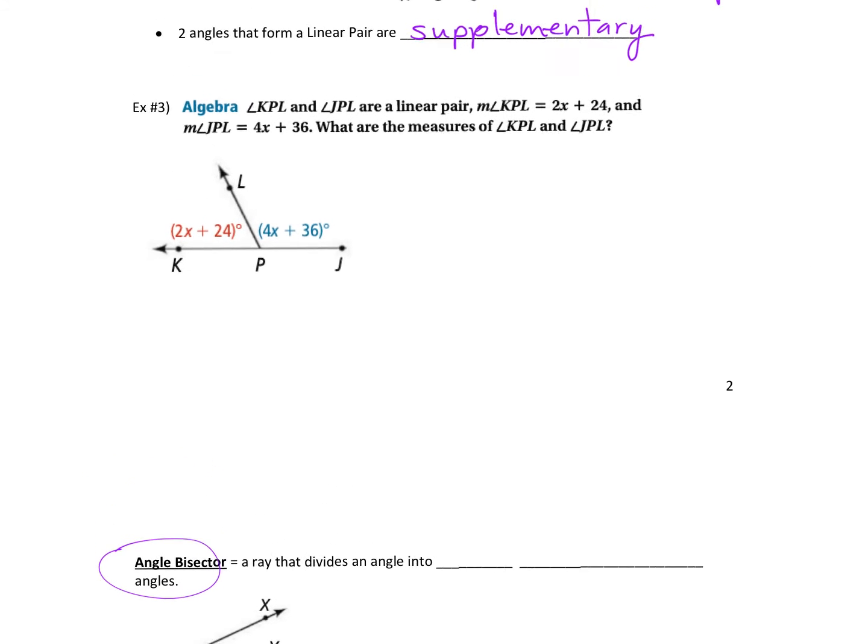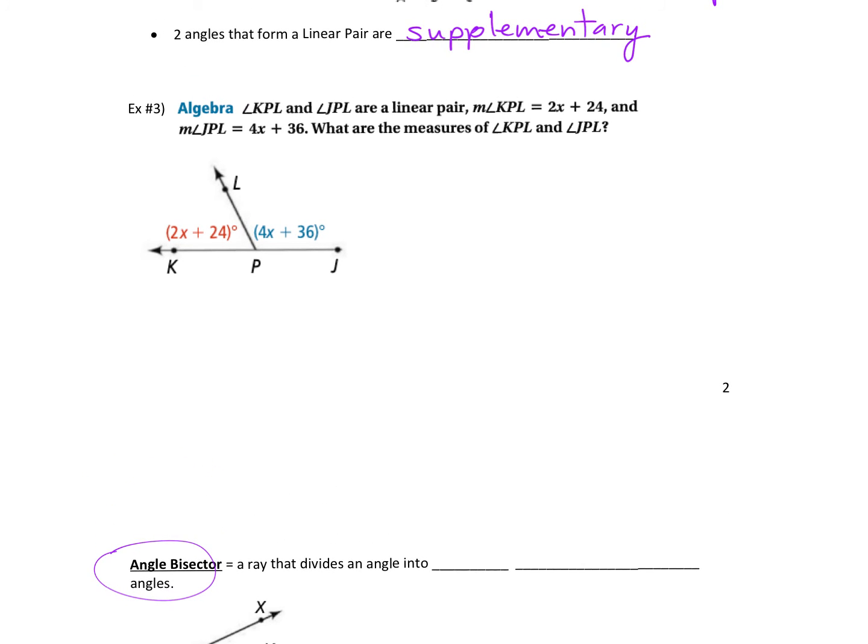Okay, so with this, look at what we have. This should be familiar to you because we've done this with the segment addition postulate, that type of thing. We even did it with the angle addition postulate yesterday. So it says angle KPL, that's this one right here, right? And angle JPL, that's this one, are a linear pair. So what do you know about those two angles?